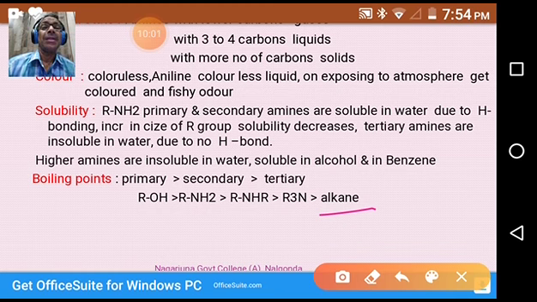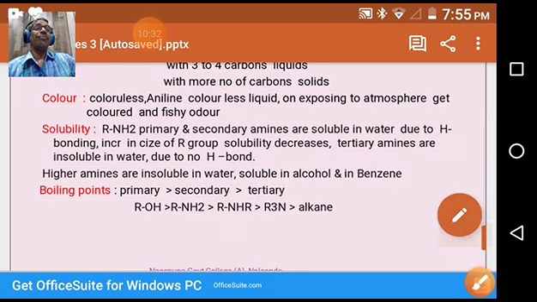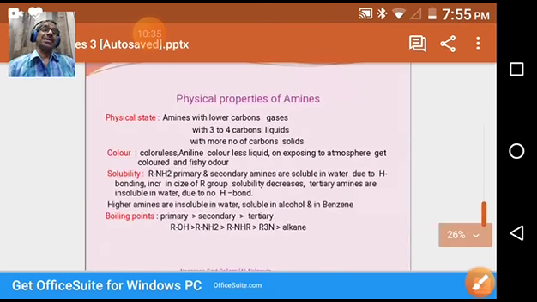When molecular weight changes, generally the higher molecular weight compound has the higher boiling point. That's different. We are comparing alcohols, amines, or alkanes having similar molecular weight. So generally alcohols have a higher boiling point than amines, and amines have a higher boiling point than alkanes. This is due to the hydrogen bonding nature of amines and alcohols. So these are some physical properties of our amines.